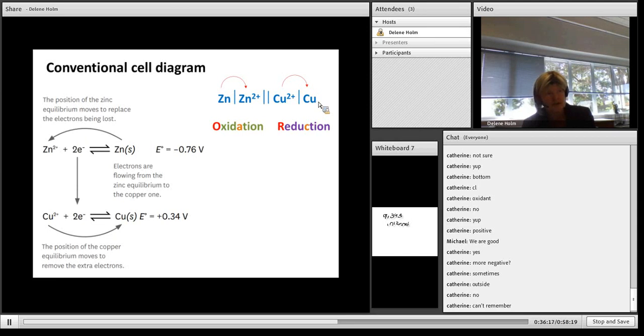Think of this tip over here we had. What letter comes just before the -tion? The cathode. And this zinc, is it the cathode or the anode? The anode. Great. Okay, so those are just little memory aids to help you.